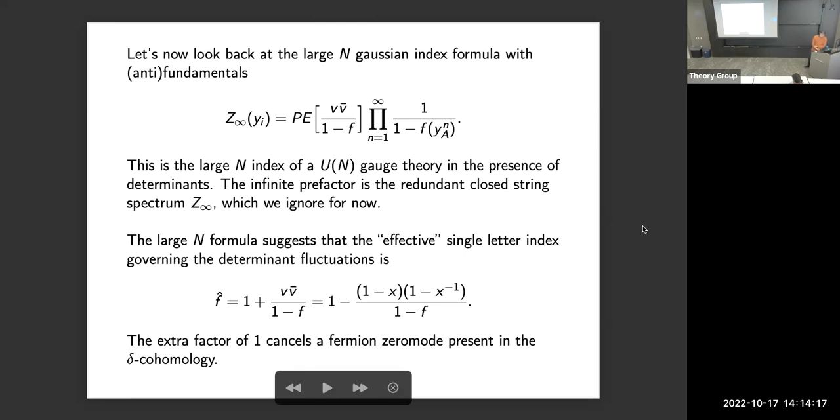The large N formula suggests that the effective single letter index governing the determinant fluctuations is this object. We had to introduce an extra fermion, an extra factor of 1, to cancel a fermion zero mode. So that's one catch in the derivation, but it's a heuristic derivation which works.